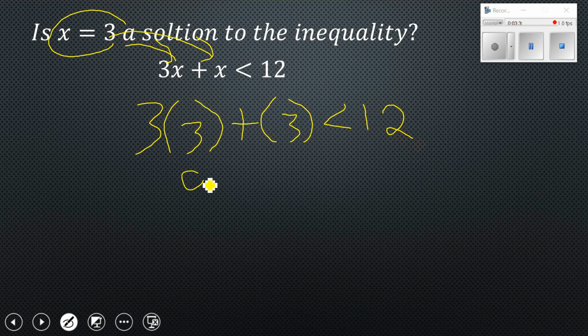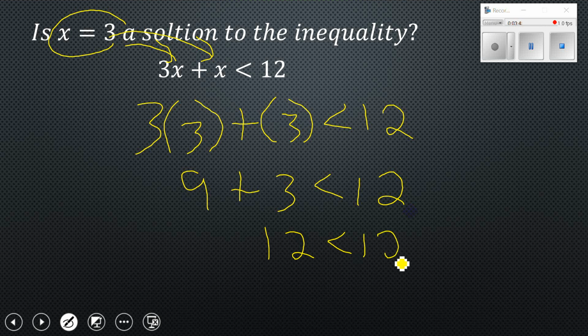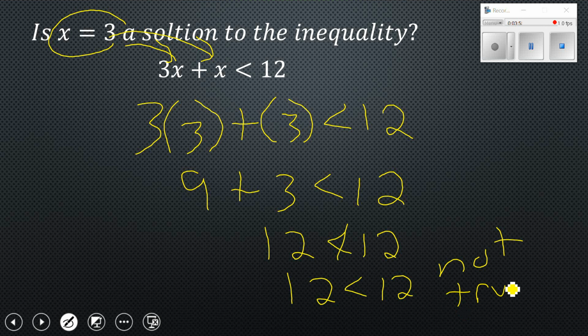Okay, so we have 9 plus 3 is less than 12. And is 12 less than 12? That is not true. So we're going to say 12 is less than 12. Not true. So the answer is no. You can kind of ignore this line right here. Okay, 12 is not less than 12. What I meant to do is put a little arrow or a line through my less than.